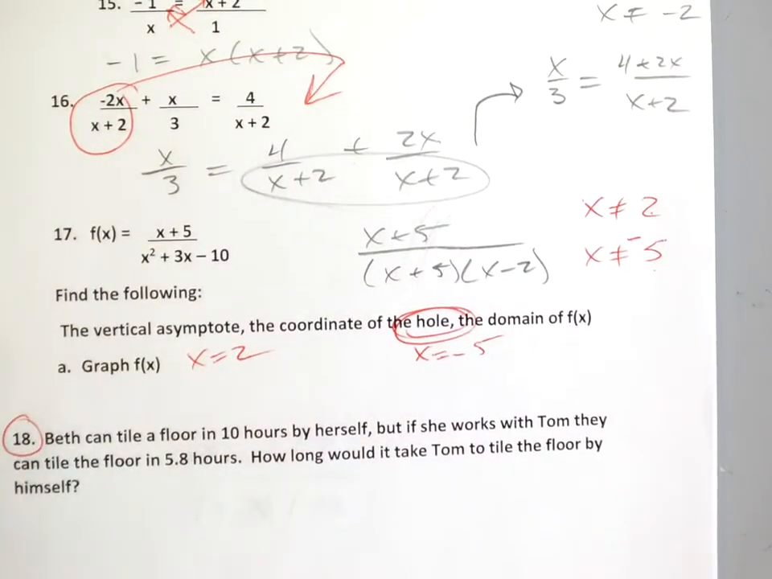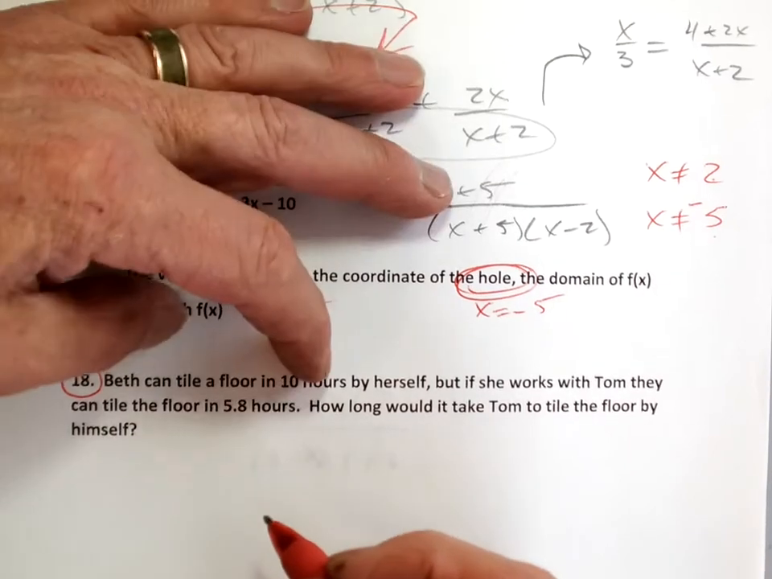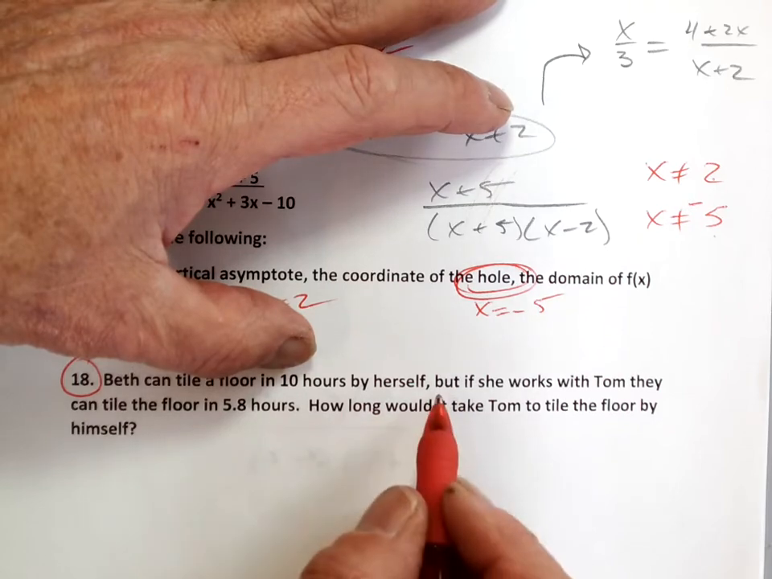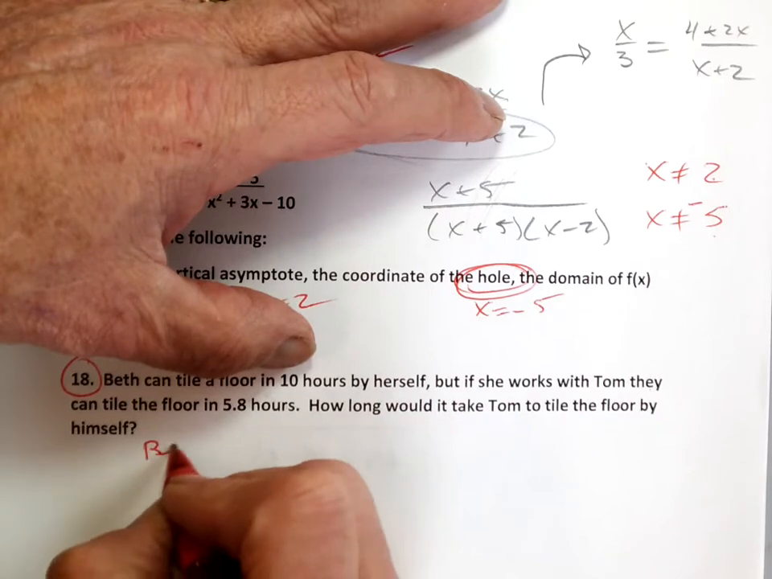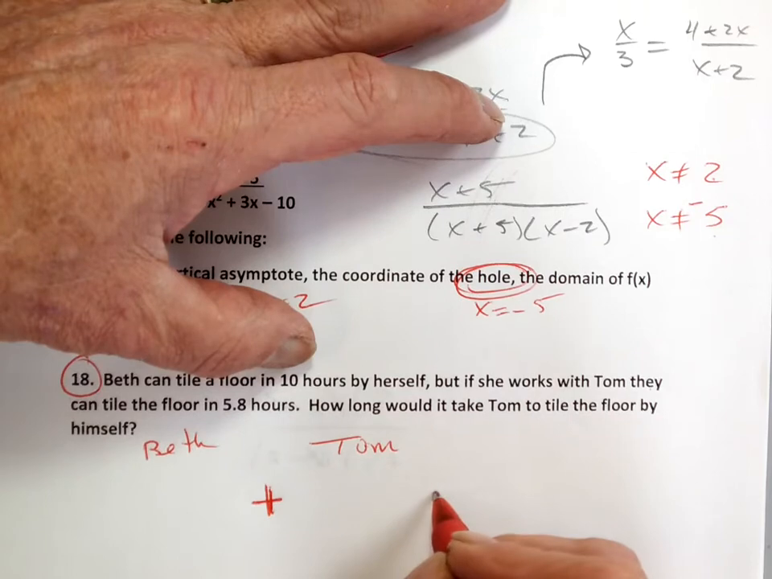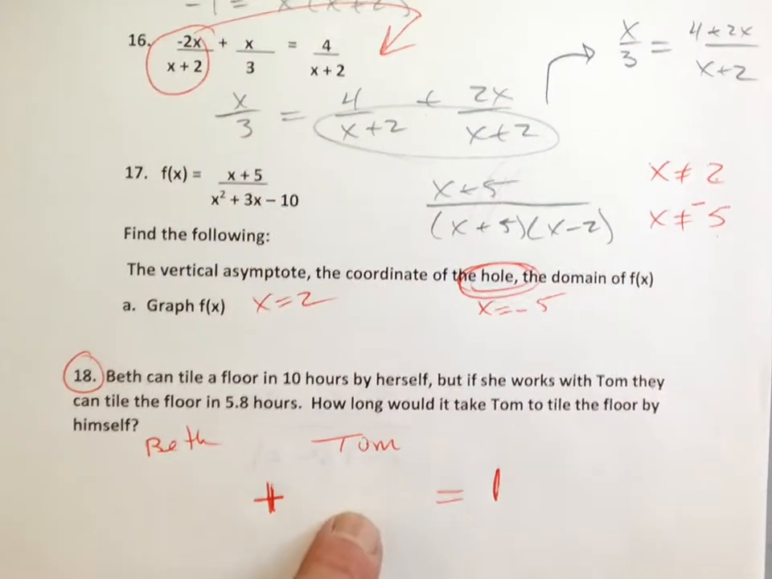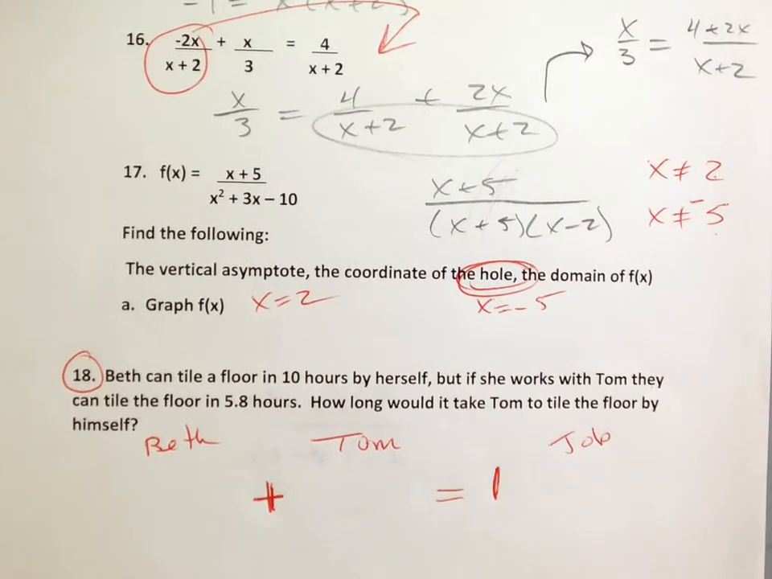And then finally, 18. Okay. 18 is going to be a brand new problem, and it's a little bit like the extra. So it's a work problem. So Beth can tile a floor in 10 hours by herself. If she works with Tommy, so if they work together, here's Beth and Tom, if they work together, they can tile a floor and they get the job, one job done, okay? Beth's work plus Tom's work equals one job. That's one job, okay?